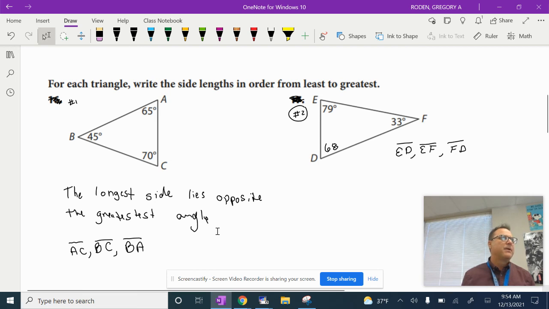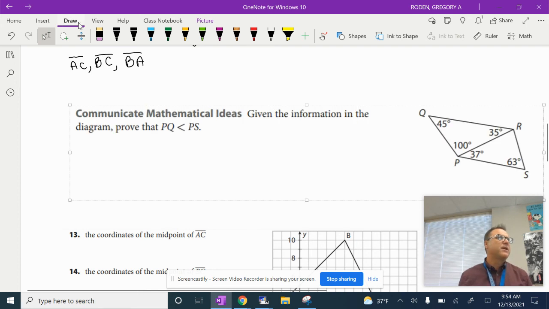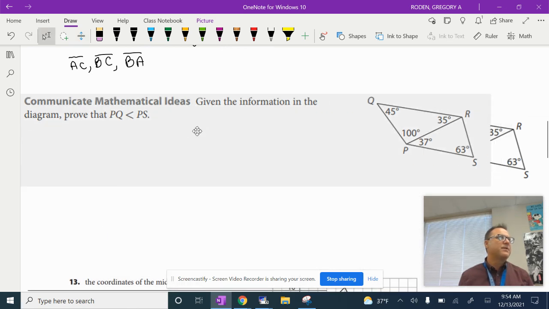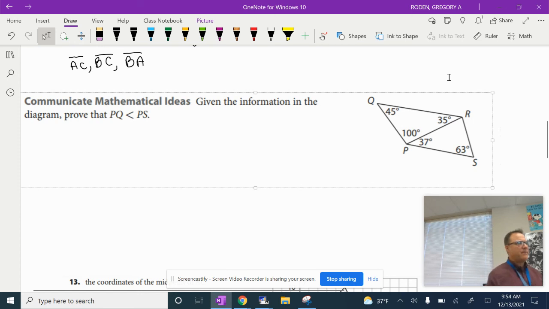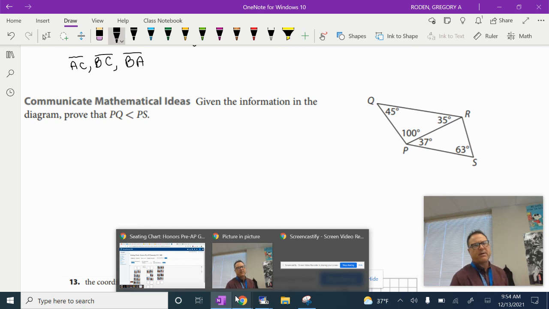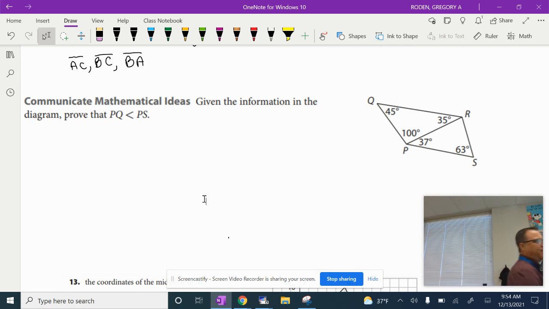Okay. Now, this next one is a great problem. I want you guys to go ahead and copy down this problem right here, and we're going to do this one together. Given the information in the diagram, prove. Now it's not just saying, we actually have to prove it. We're going to prove that PQ is less than PS. Now it might be obvious, but I want to show you that it's not as obvious as you think.